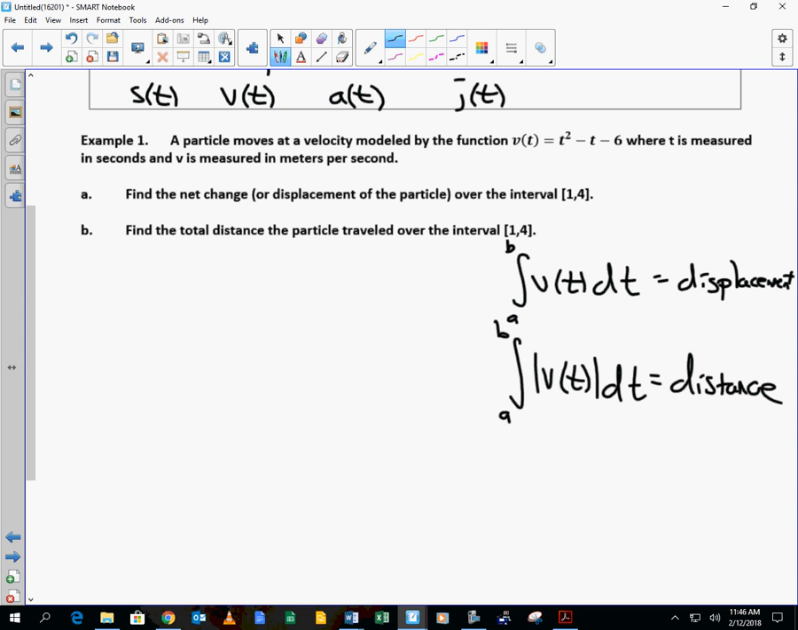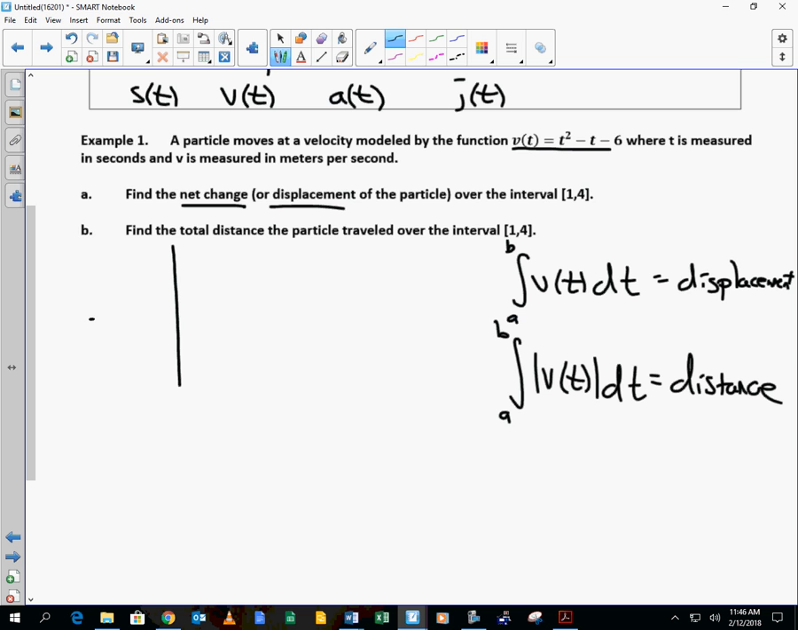Okay. So a particle moves at a velocity modeled by the function v of t equals that guy, where t is measured in seconds and v is measured in meters per second. It says find the net change or the displacement. So net change and displacement are really synonymous over the interval 1 to 4.